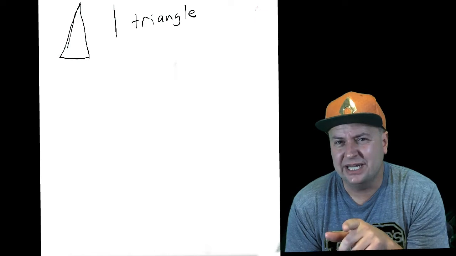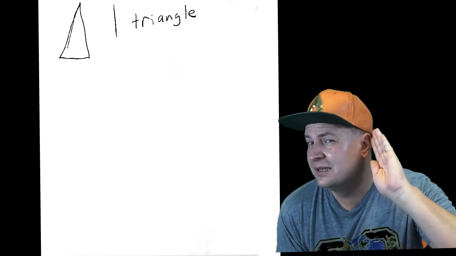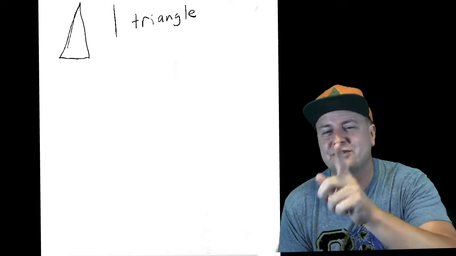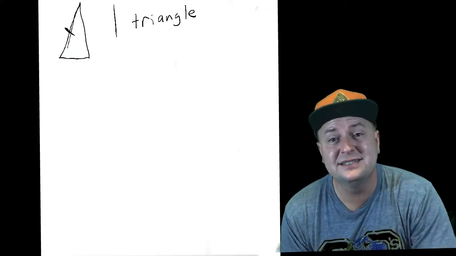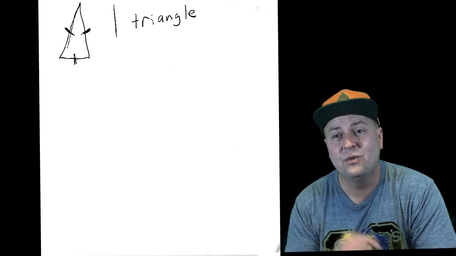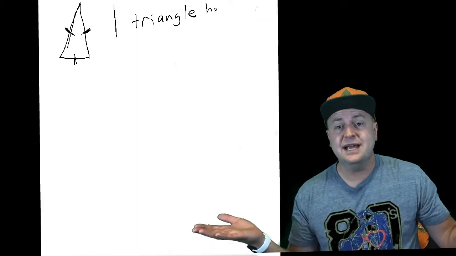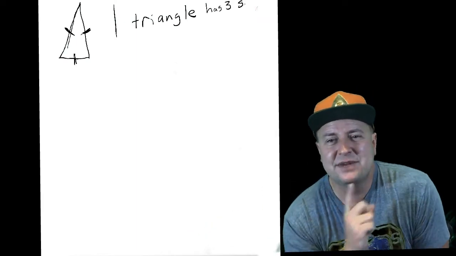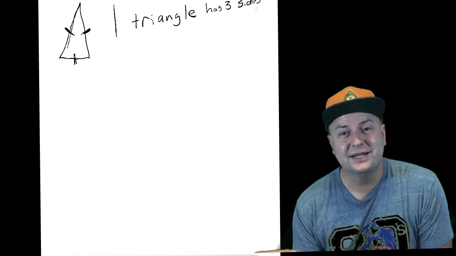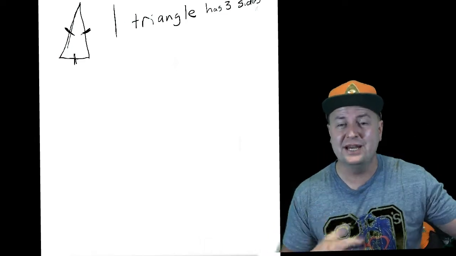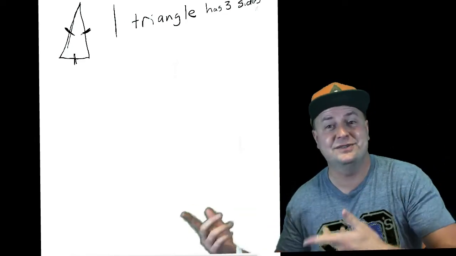I think I heard a 14. Say that again. How many sides? That's right. There are three sides on the triangle. 1, 2, and 3. So, one triangle has three sides. Now that would be the same as 1 times 3. Because one triangle times three sides still has three sides.